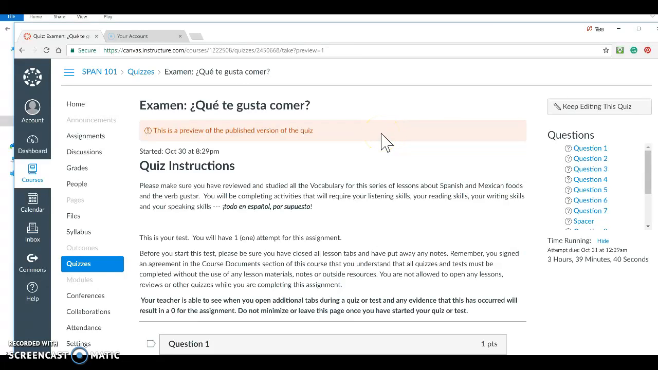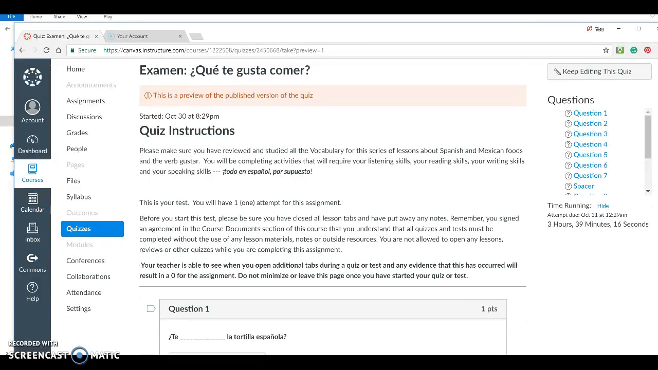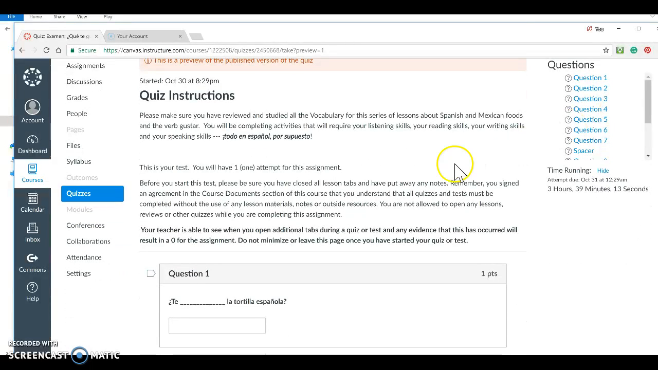Okay, everybody, hello. This is my Que Te Gusta Comer assessment for week number 6. I had included a link previously, but you couldn't log in because I didn't give you the credentials to do so. So I wanted to show you the summative assessment that I've created. Basically, it is a test that covers listening, reading, speaking, and writing, along with vocabulary.